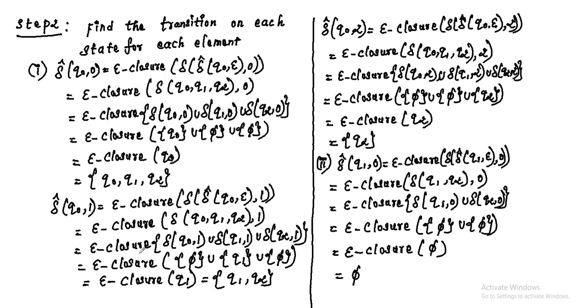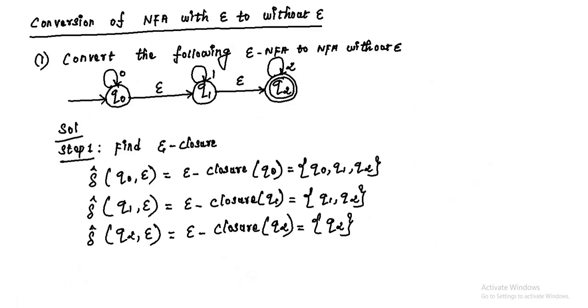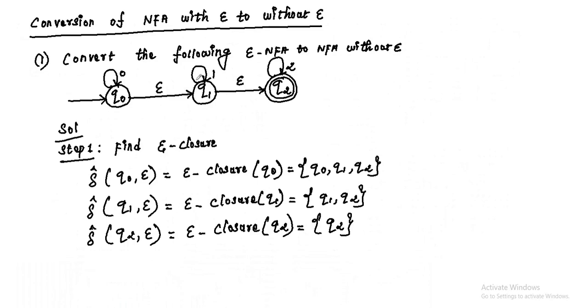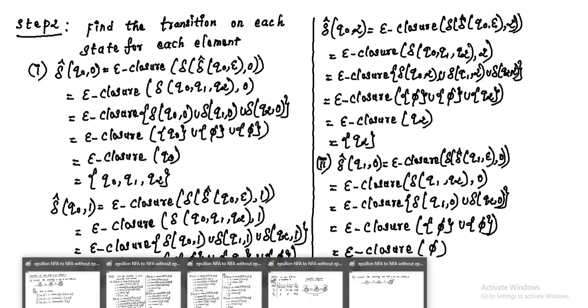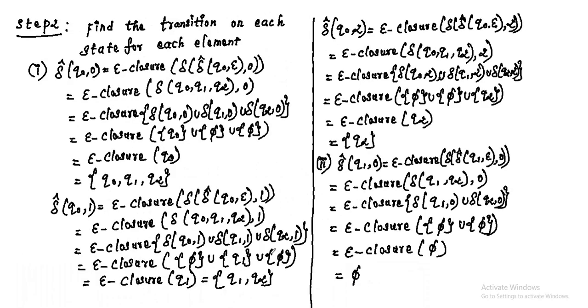Next step, epsilon closure of δ of q0 comma 1 union δ of q1 comma 1 union δ of q2 comma 1. q0 comma 1. Look at the transition diagram, q0 comma 1. There is no transition. Here you put the null symbol. Union δ of q1 comma 1. q1 on seeing input symbol 1 reaches q1. Here you mention q1. Union δ of q2 comma 1. Look at the transition diagram, q2 comma 1, there is no transition. Here you put the null symbol.